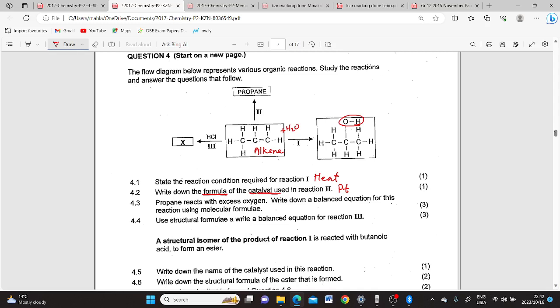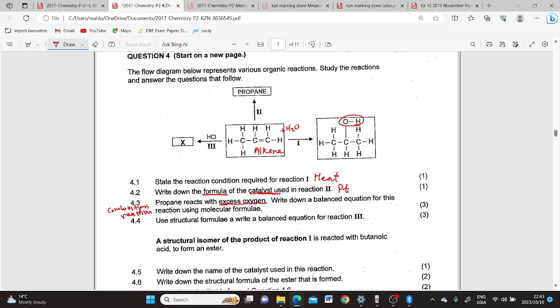Right, 4.3, propane reacts with excess oxygen. Write down a balanced equation for this reaction using molecular formula. So now, when we react with excess oxygen, it will form a combustion reaction.